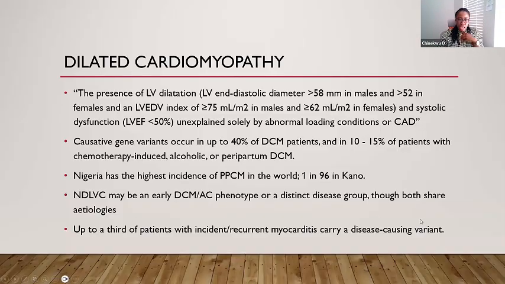The other thing to say, which has come to light with data published in the last 3 to 5 years, is that in incident or recurrent myocarditis, 1 in 3 patients, 22 to 30% of them, actually carry a disease-causing variant. Because we know that these cardiomyopathies go through inflammatory phases. Those scars wax and wane in their metabolic activity. And when they are in an inflammatory phase, they are more prone to having tachyarrhythmias.